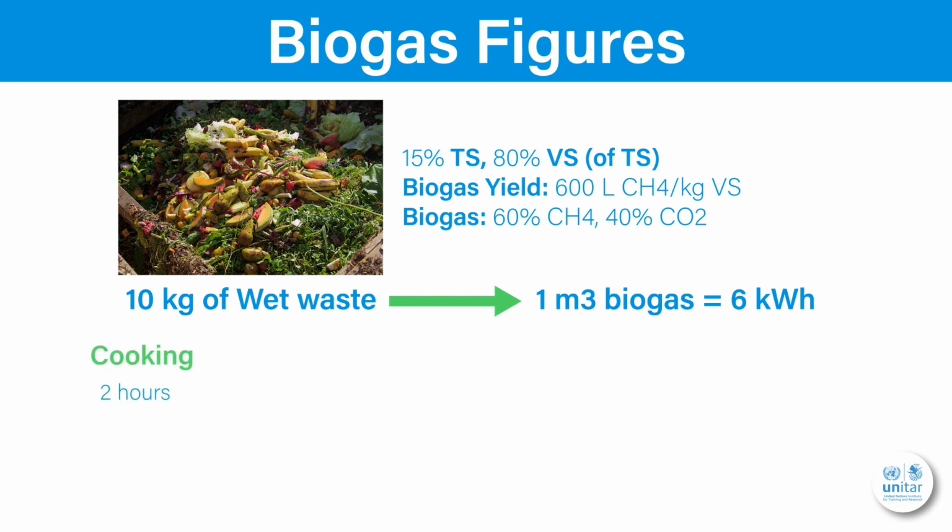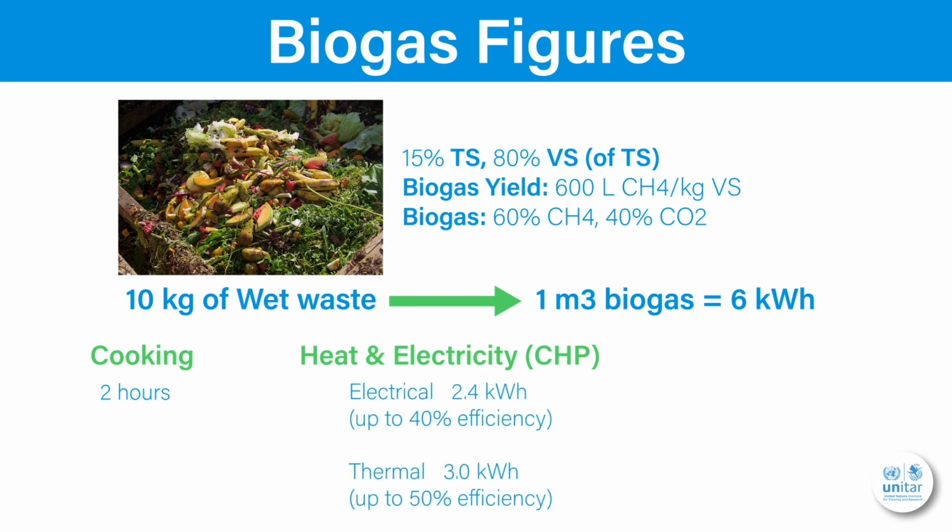Let's see what we can do with the biogas, assuming that we have a medium or large-scale installation. We can run, for example, a combined heat and power plant, CHP, which generates electricity and captures the heat. In modern CHPs, we can achieve up to 40% electrical efficiency, thus generating about 2.4 kilowatt-hours electrical energy for every cubic meter of biogas. The heat recovery efficiency is up to 50%, generating about 3.0 kilowatt-hours of heat energy for every cubic meter of biogas.